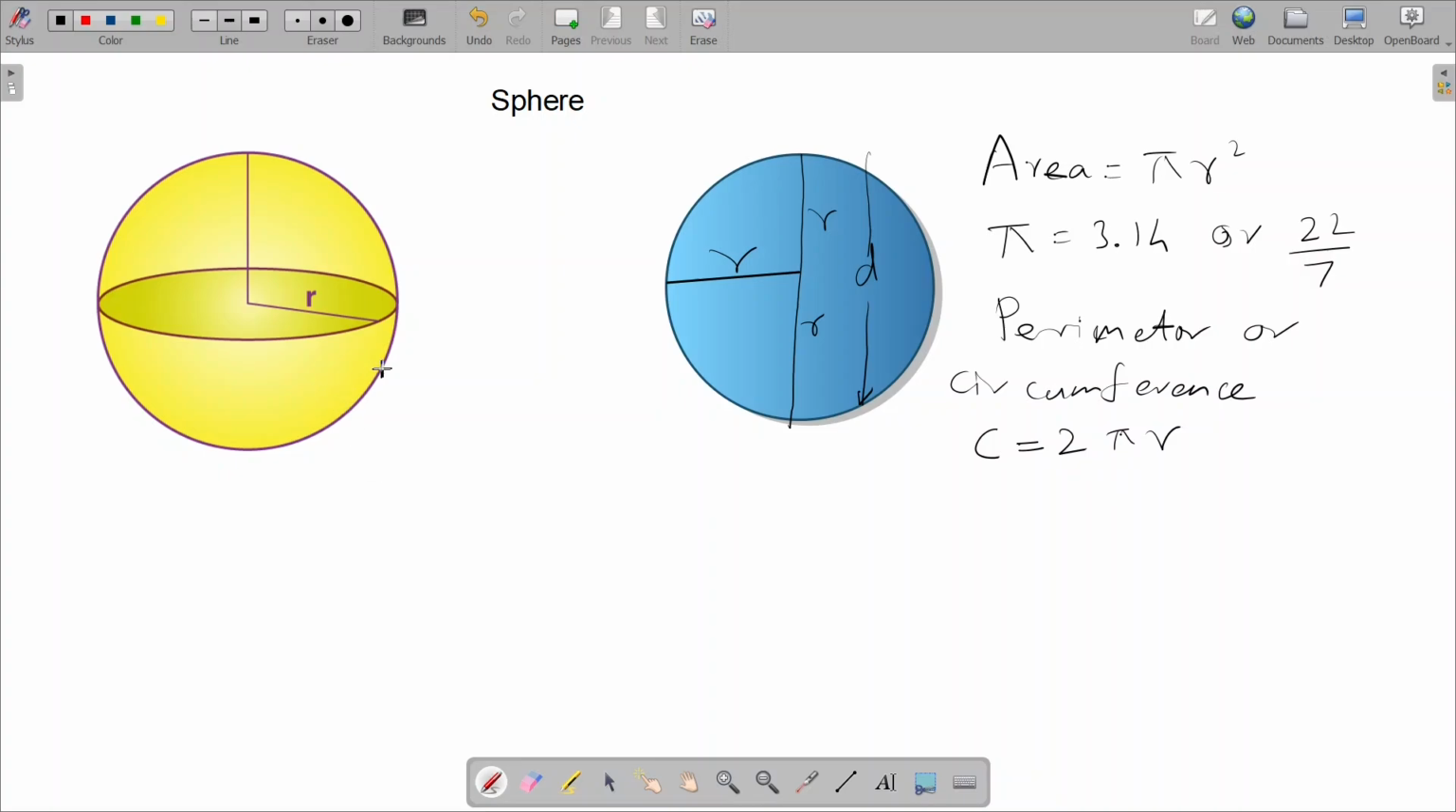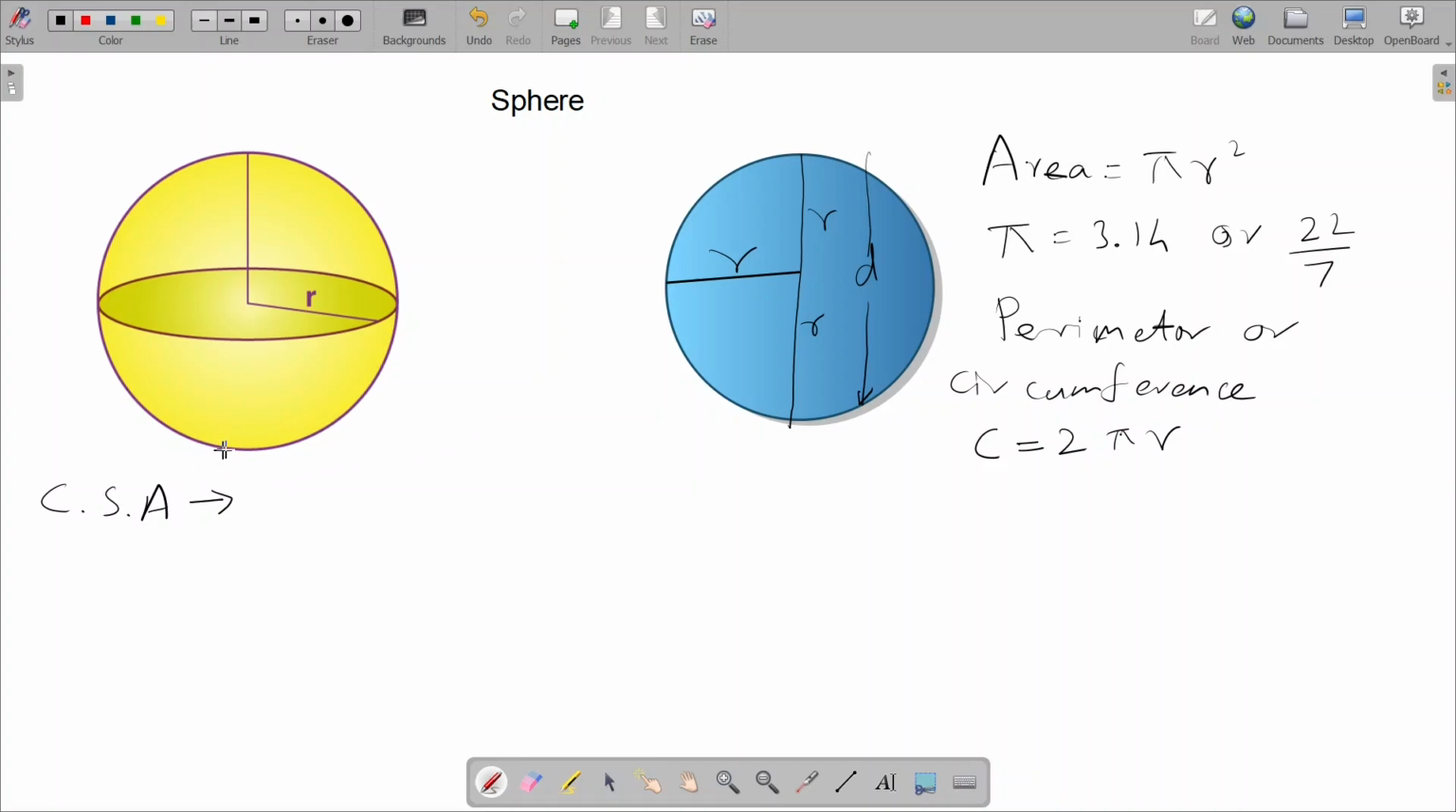Now coming to the main guy in the picture, the sphere. So sphere is like what? Football. So imagine a football. Football is a sphere. So sphere is the 3D version of a circle. So in a sphere, everything is curved. There is no flat surface in a sphere. So the curved surface area is called CSA. CSA stands for curved surface area of a sphere.